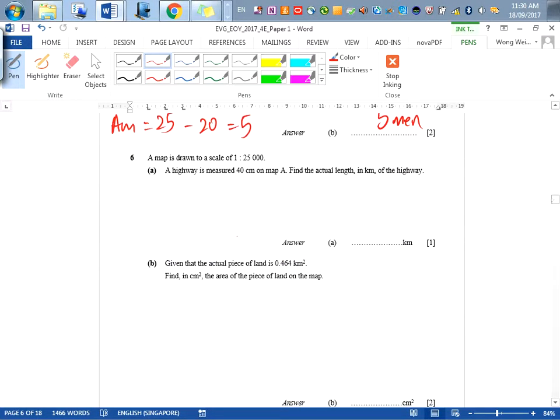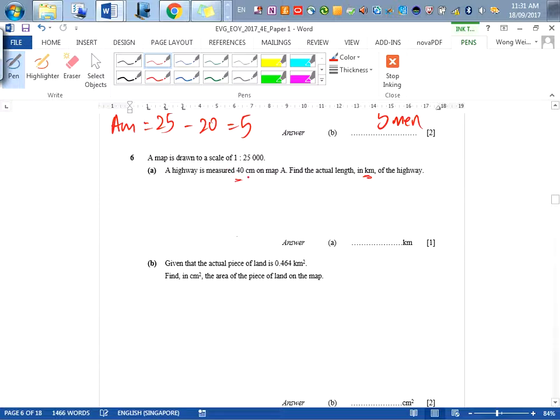A map is drawn to scale 1:25,000. A highway measured 40 cm, find the actual length in kilometers. Okay, this ratio over here, the scale 1:25,000. Are there any units given? No units, because they are of the same units. If it is 1 cm, you get 25,000 cm. If it is 1 kilometer, you get 25,000 kilometers. That is why there are no units. The units are the same, so we can remove them.